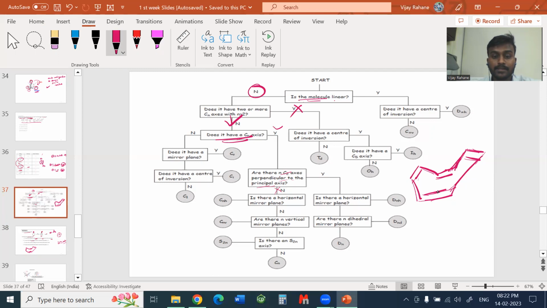Are there any n C2 axes perpendicular to the principal axis? Where is the C2? The C2 which passes through this one, right? This one is the C2 and perpendicular C2s are not there. So no, we need to go like this. Is there a horizontal mirror plane? This molecule is non-planar, tub-like, so it doesn't have a mirror plane. So this molecule belongs to the, wait.